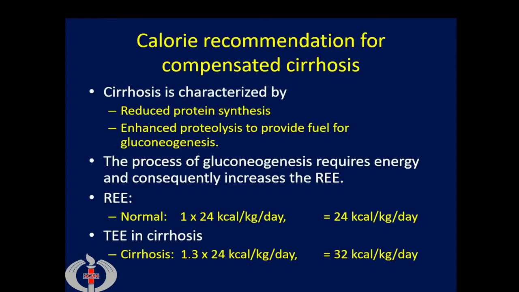So, calorie recommendation for patients with compensated cirrhosis. Cirrhosis is characterized by reduced protein synthesis and enhanced proteolysis to fuel gluconeogenesis. This process of gluconeogenesis requires energy, and consequently there is an increase in resting energy expenditure. Normal resting energy expenditure is about 1 into 24 kilocalories per kg per day. But patients with cirrhosis need a higher amount, about 1.3 times the normal. So they would need about 32 kilocalories per kg per day.